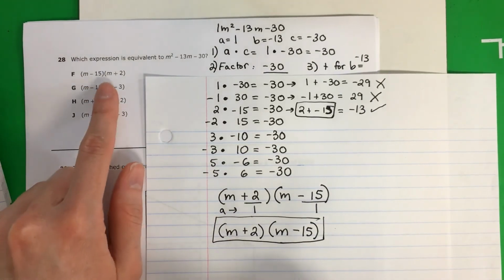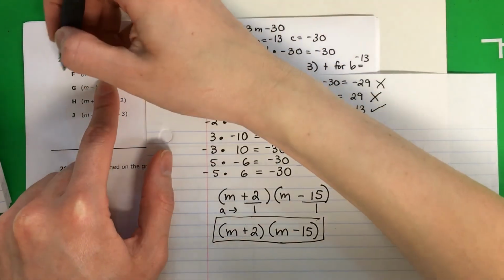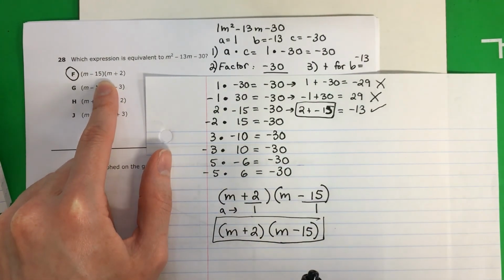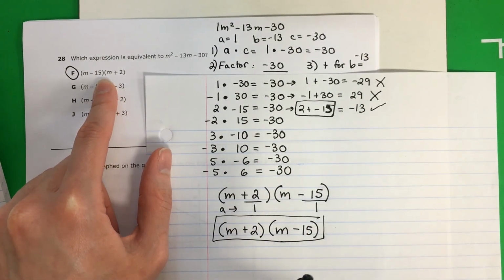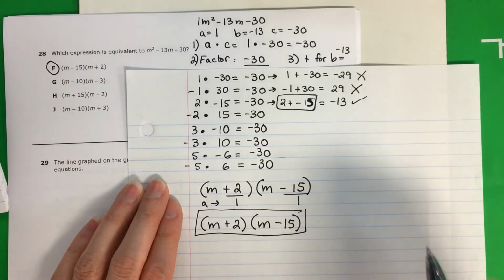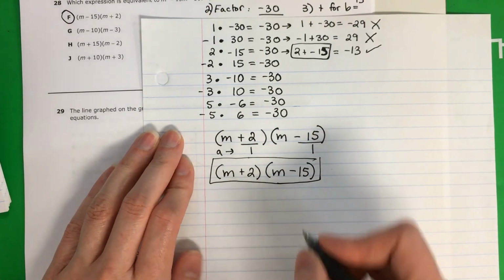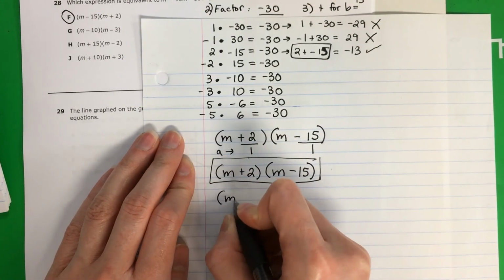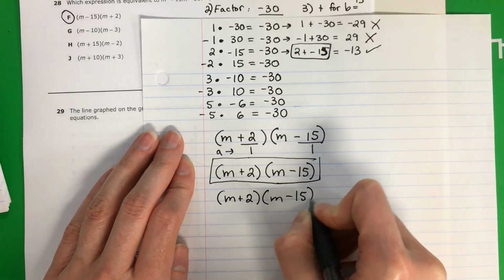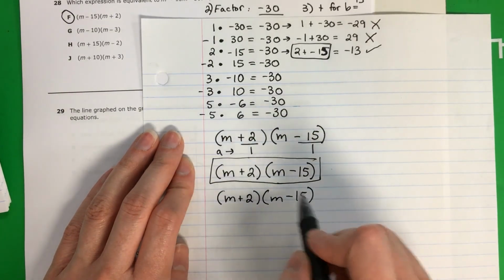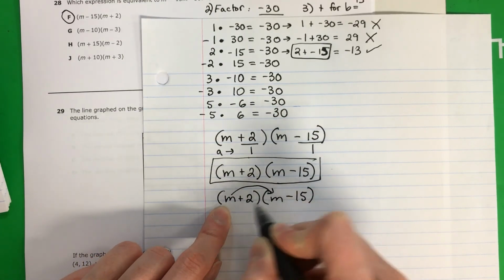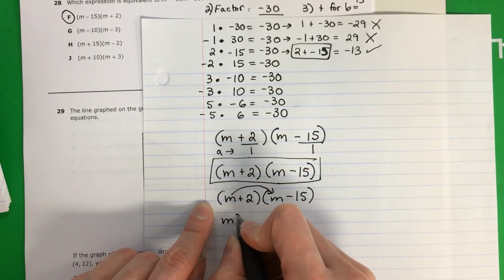So that one looks like it's the same like F, except it's switched, and that is okay. It's okay to have that. Now, how do you check it? Well, let me show you how you check it. You can do parenthesis M plus 2 parenthesis, and then parenthesis M minus 15 parenthesis. We will do the arrows or the distributive property. So we are going to do M times M. M times M is M squared.